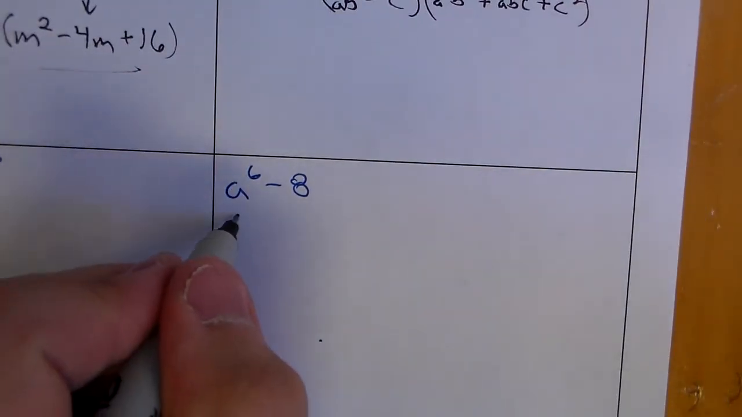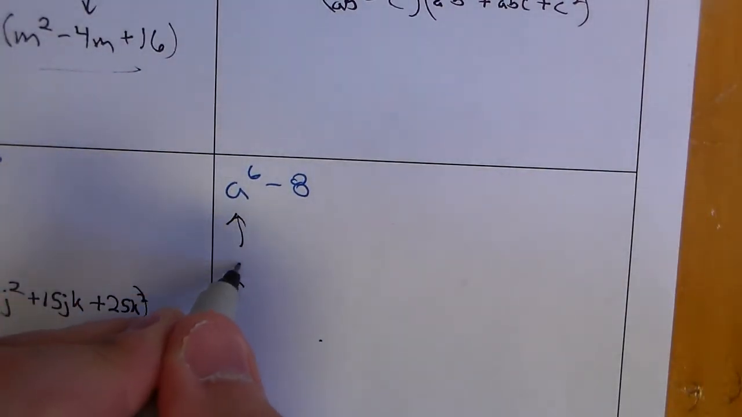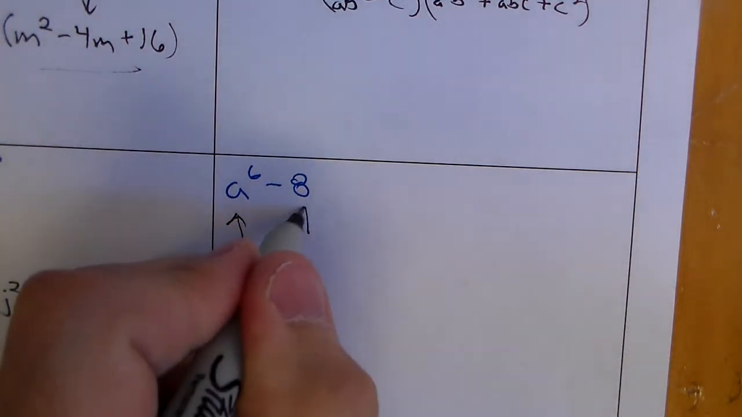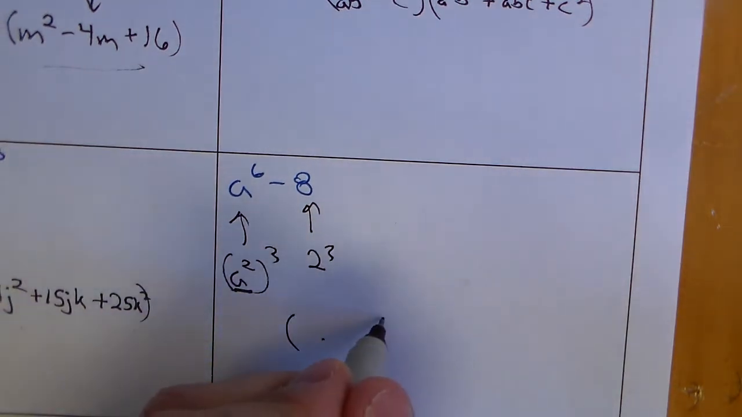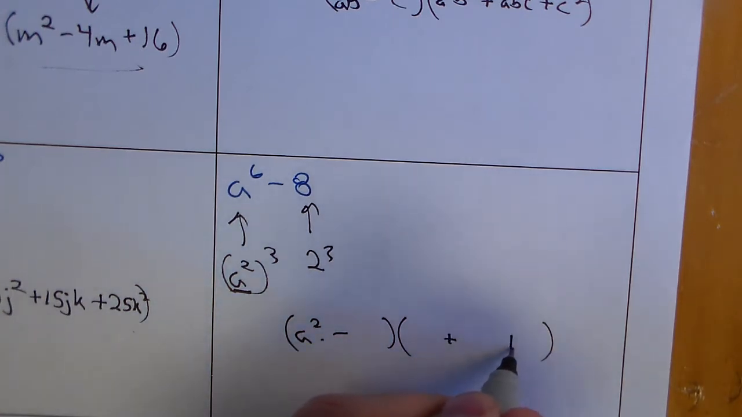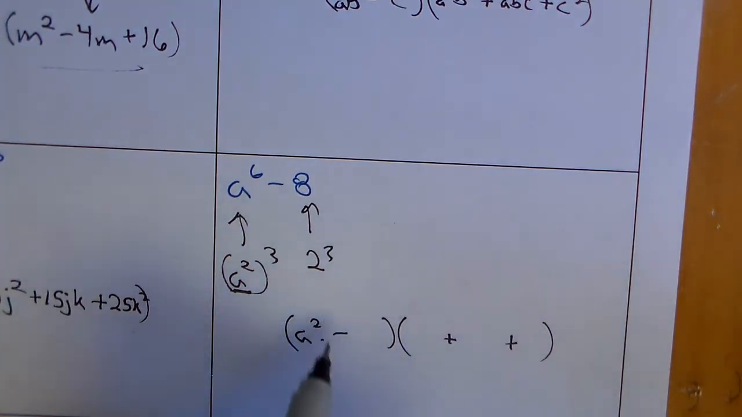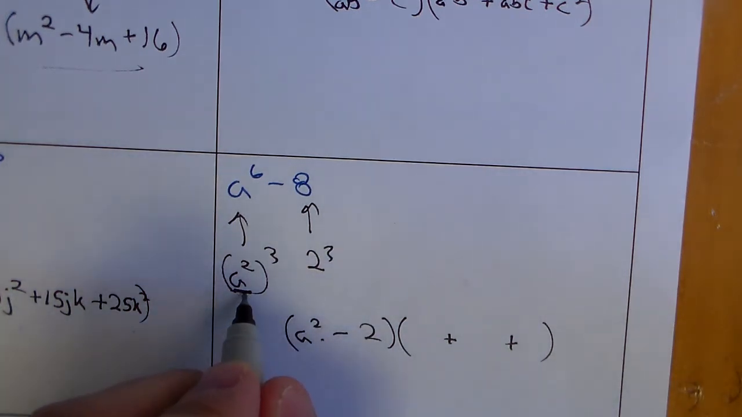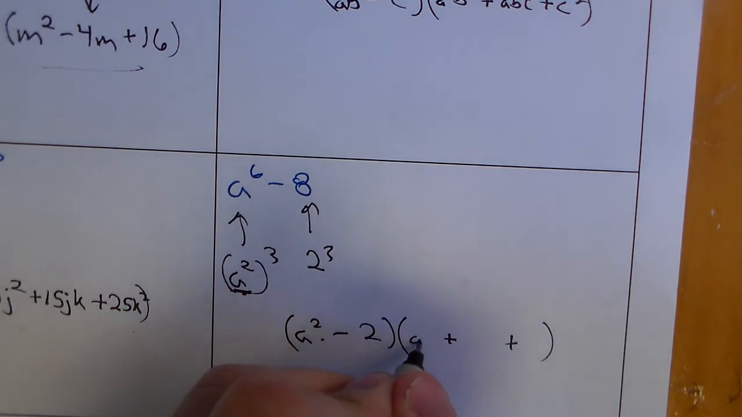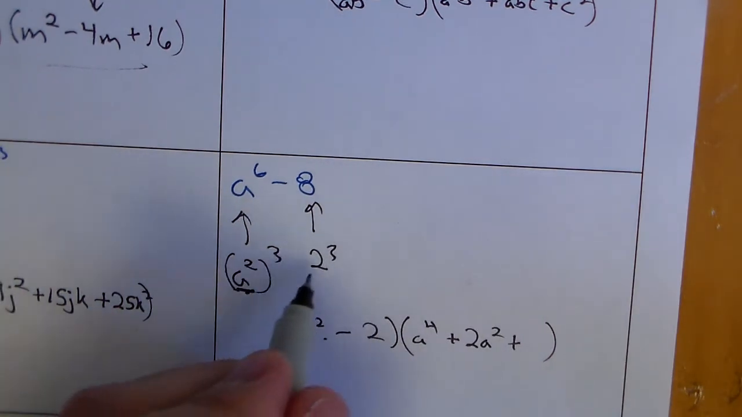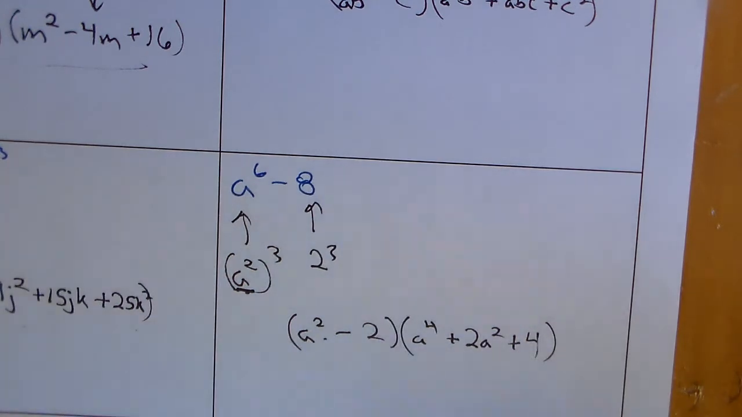a to the sixth minus 8. Now, a to the sixth is a squared to the third. So the a squared is going to be the unit we work with, and 8 is 2 to the third. So we start with a squared, that is same sign, better fill in my signs there, same sign, opposite, always positive. So a squared minus 2. This squared, a squared squared, is a to the fourth. Multiply the two, 2a squared. And then the last term squared, 2 squared, is 4.